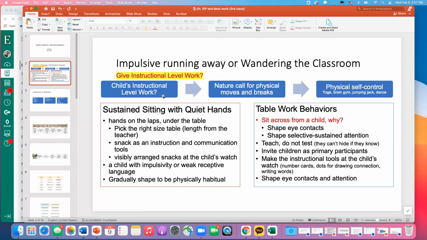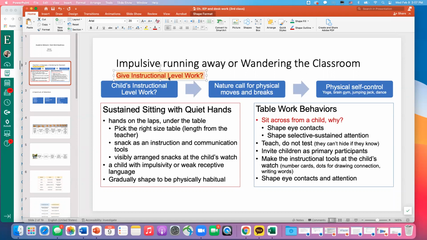So, impulsive running away. The basic number one: if it's a general education classroom, or you teach in a self-contained classroom, whatever you teach should be at the child's instructional level. I believe you guys know now, right? Instructional level is 90% or above. Independent level is 95%.